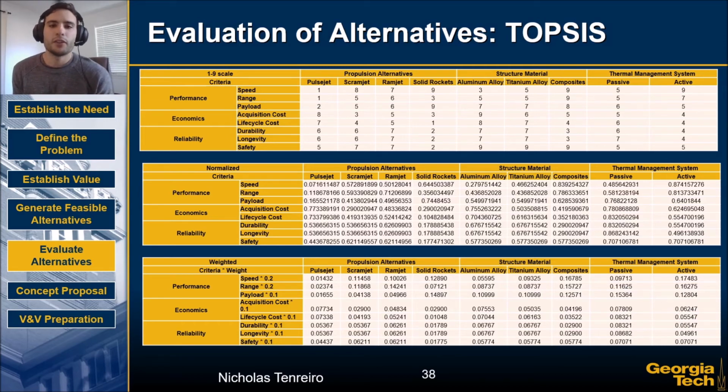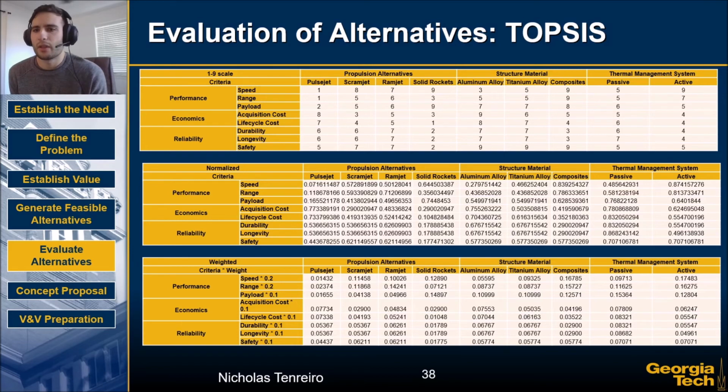So first, we took those alternatives that Clint just went over and evaluated them against criteria. So we have speed, range, payload, acquisition cost, lifecycle cost, durability, longevity, and safety. And these are all kind of in line with most of our requirements. Each of these was evaluated on a 1 to 9 scale. So, for example, a scramjet being faster than a ramjet gets a slightly higher score, but it being such a high number and able to surpass the requirement, it still gets quite a high score. The ramjet would still get quite a high score.